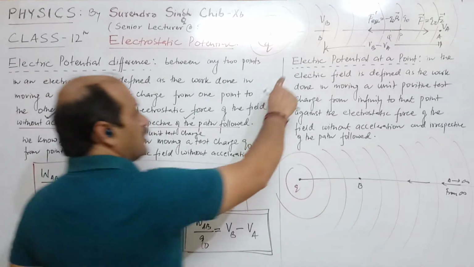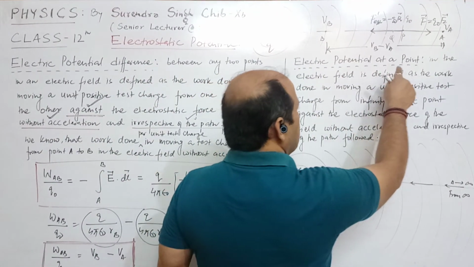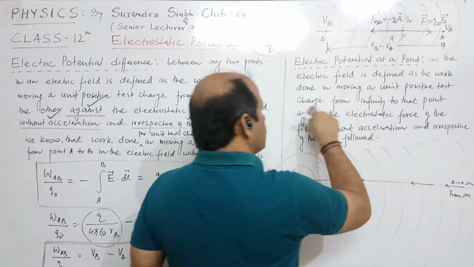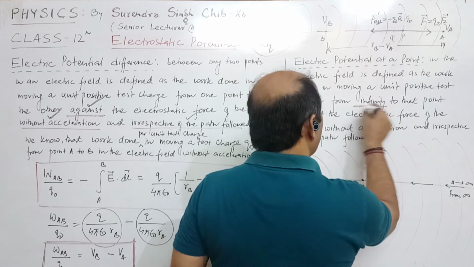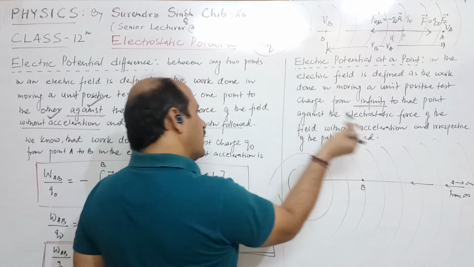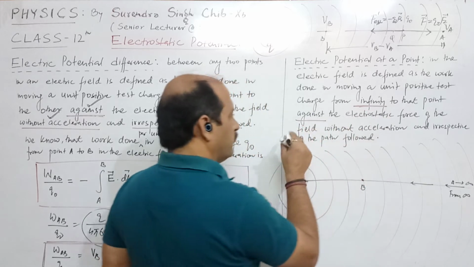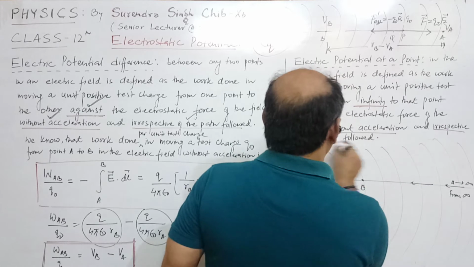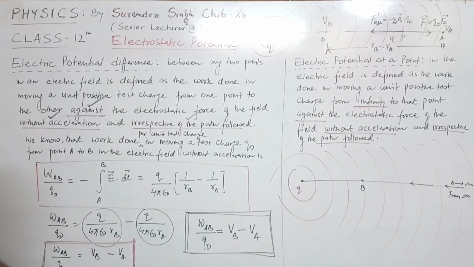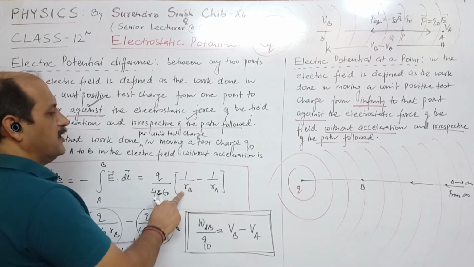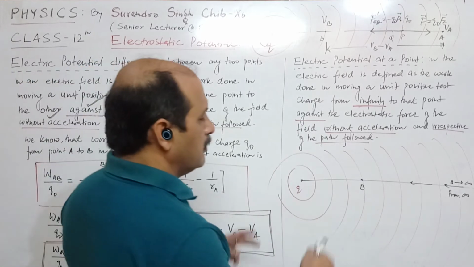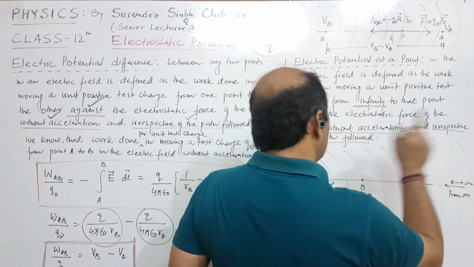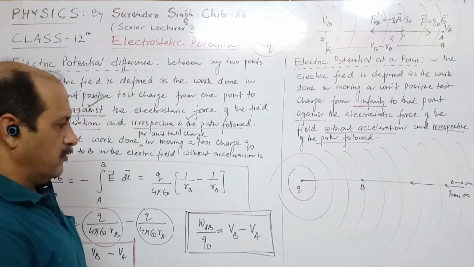The electric potential at a point in the electric field is defined as the work done in moving a unit positive test charge from infinity. See, from infinity to that point. See, again, against the electrostatic force of the field, without acceleration and irrespective of the path followed. बस इसमें ये है डिफरेंस कि इसमें एक पॉइंट से दूसरे पॉइंट की तरफ लेके आते हैं, ए से बी की तरफ लेके आते हैं. इसमें क्या है? To find the potential at point B, we will bring a test charge from infinity to point B. So let's do it.